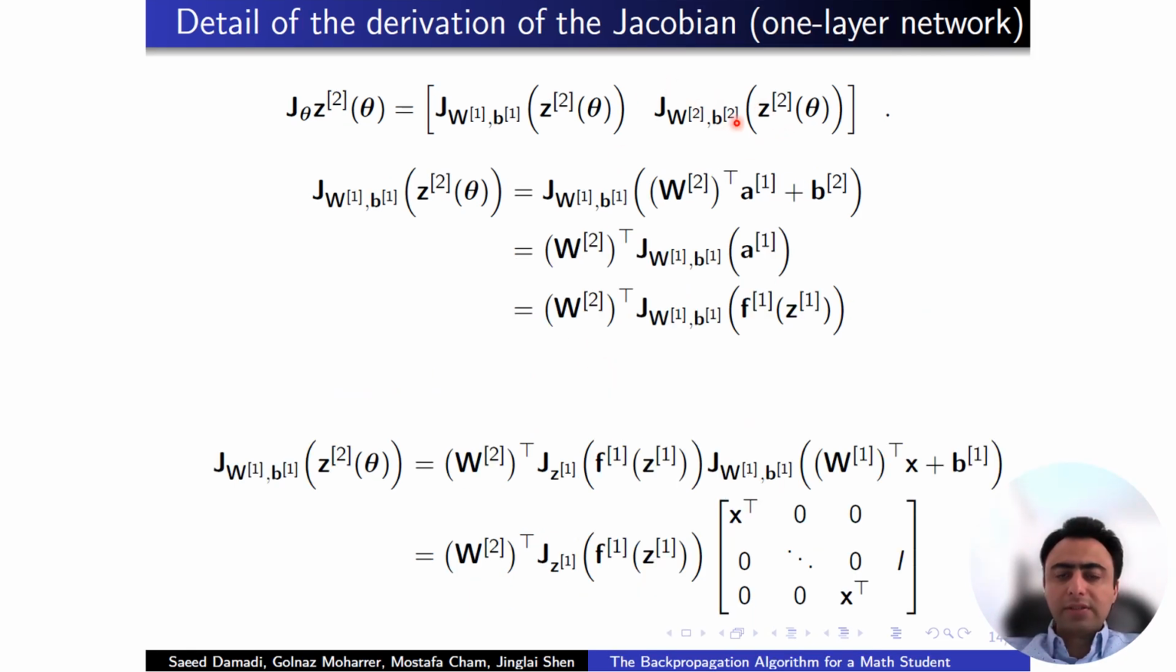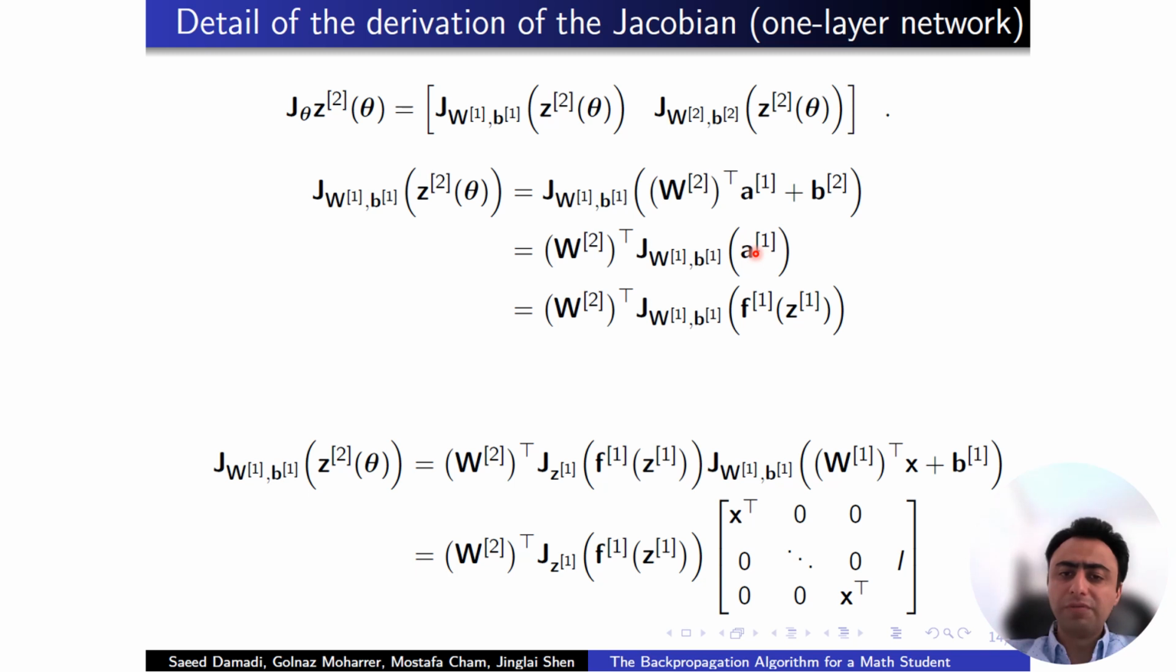We calculated the second term. Now we want to calculate the first term. For the first term, we want to find the Jacobian of Z2 with respect to W1 and B1. So we rewrite the formula of Z2, and because B2 is not a function of W1 and B1, we can just ignore that. Because W2 is not a function of W1 and B1, it is a constant term, and we can just take it out. And now we end up with finding the Jacobian of A1 with respect to W1 and B1.